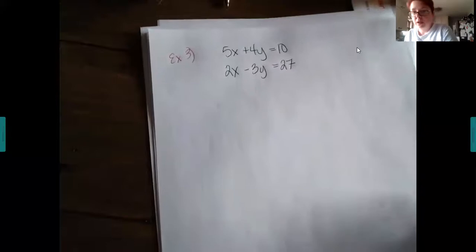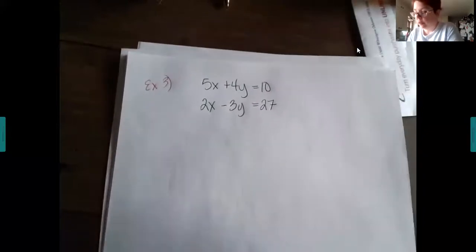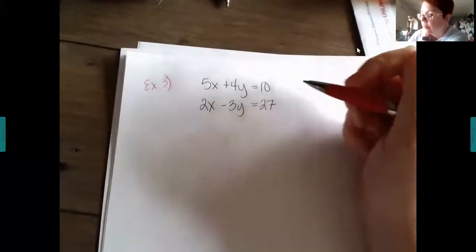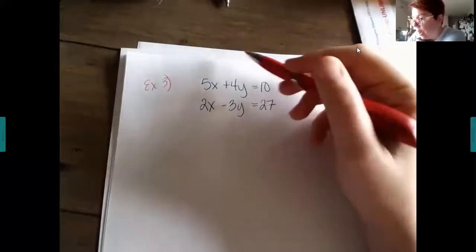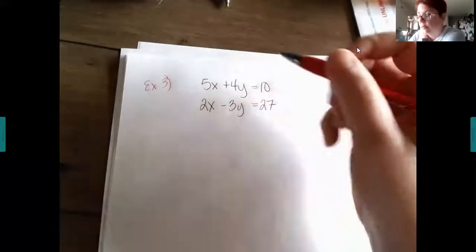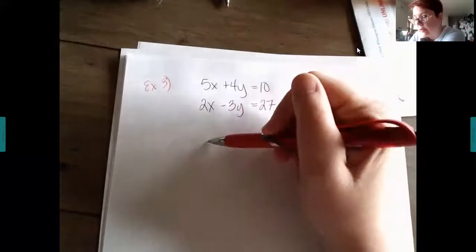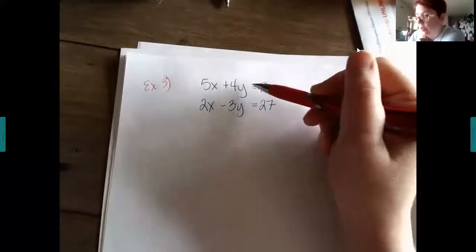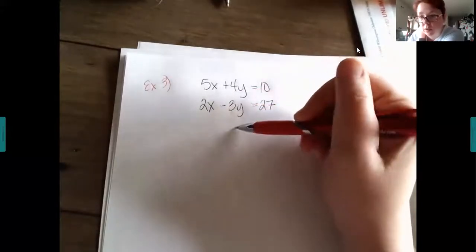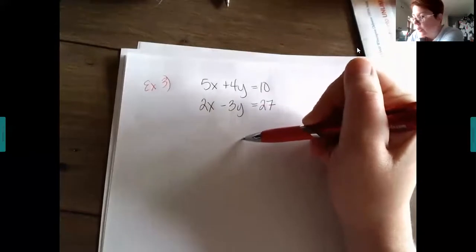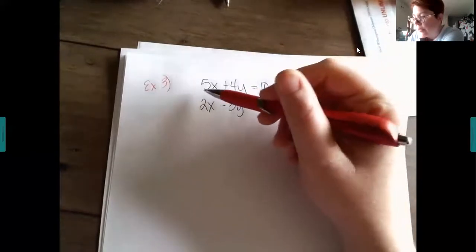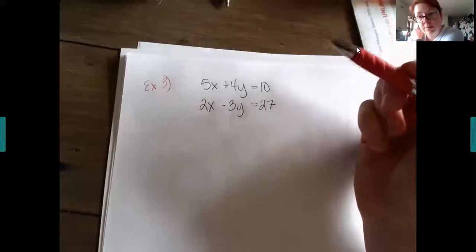Okay. So if we have this set of equations, if we add them together as they are, if I add a 5 and 2, I get 7, so that doesn't go away. 4 plus negative 3, well, that's 1, so that doesn't go away. So this is a situation where I'm going to have to change something, okay?